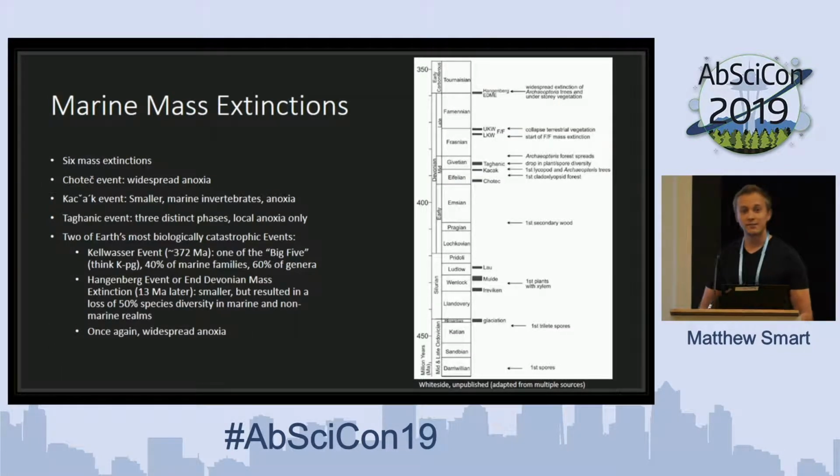So as I mentioned, we have 6 mass extinctions in the Devonian, some of which are much larger than others. We have the end Devonian mass extinction and the upper and lower Kellwasser events, fairly large. But what's important to note about all of these mass extinctions is that they're all characterized by one thing, and that's marine anoxia. Whether it's global or localized, they all have it.